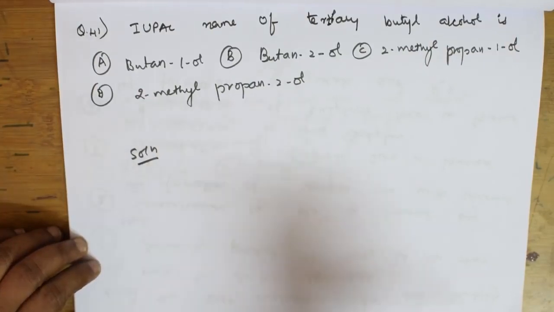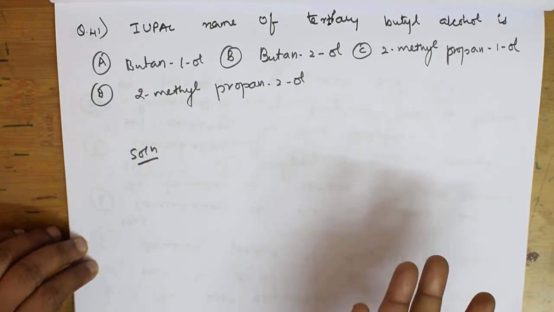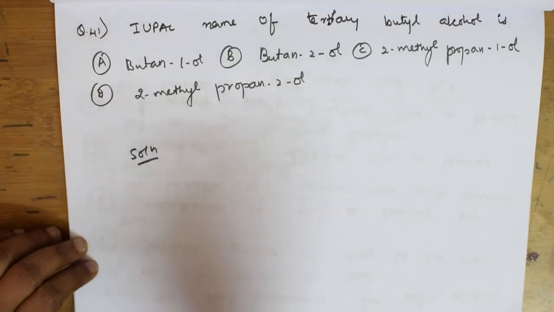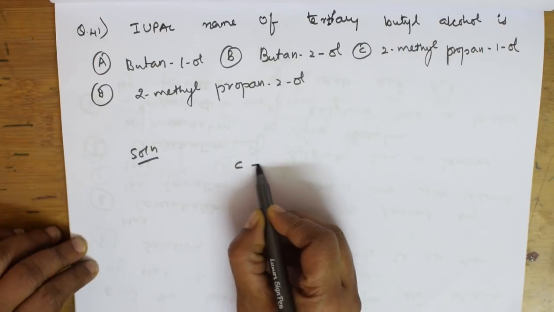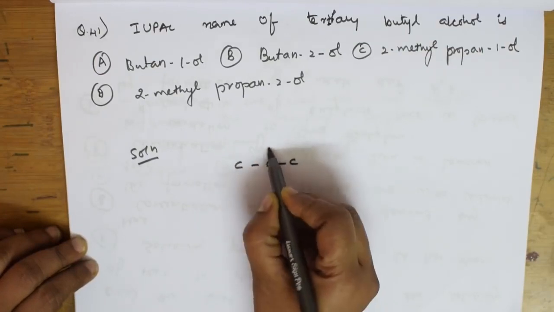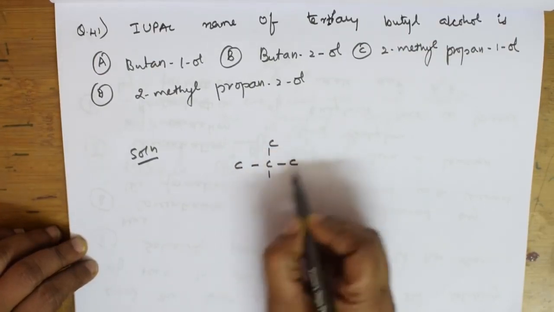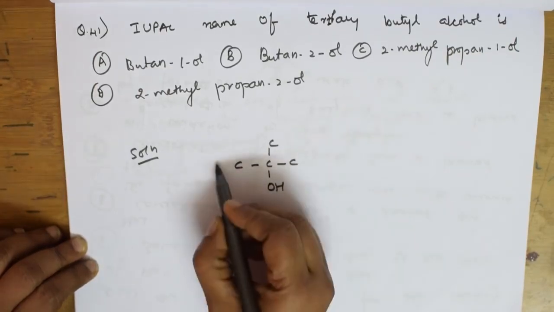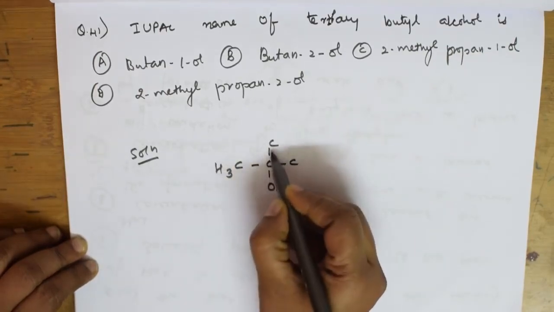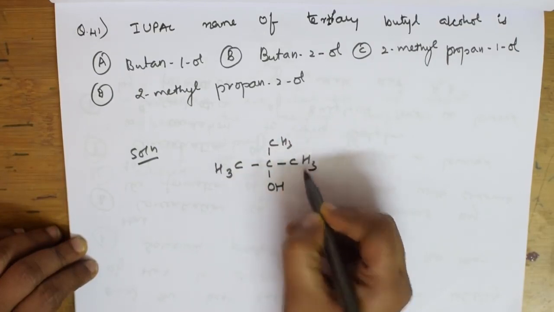So tertiary means a carbon which doesn't have any hydrogens, isn't it? Means it will be attached to 4 different groups. So tertiary butyl. So carbon 1, 2, 3, 4. Okay, this is butyl and alcohol OH. So fill in the hydrogens. 3 plus 1 is 4, 3 plus 1 is 4, 3 plus 1 is 4.